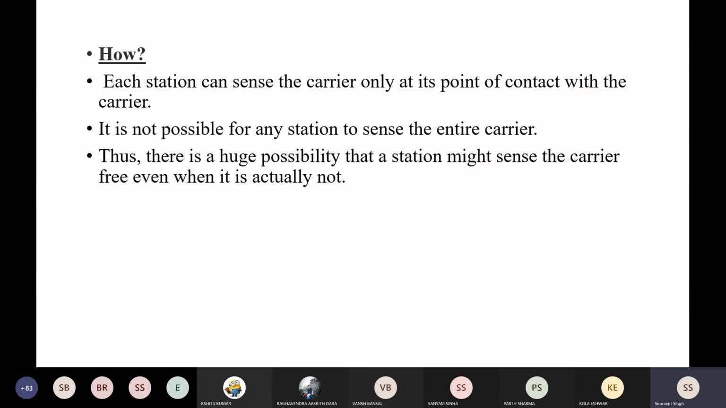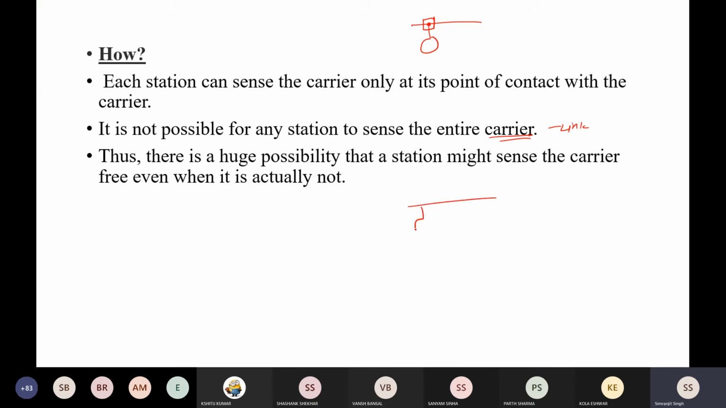Now how does it do this? Each station can sense the carrier only at its point of contact. I have already told you that at this particular point, it can only sense the carrier for this much area. It cannot sense the whole link. So that is the main disadvantage. It is not possible for any station to sense the entire carrier here. Carrier means the link, the whole link or whole wire. Thus there is a huge possibility that a station might sense the carrier as free even when it is actually not.